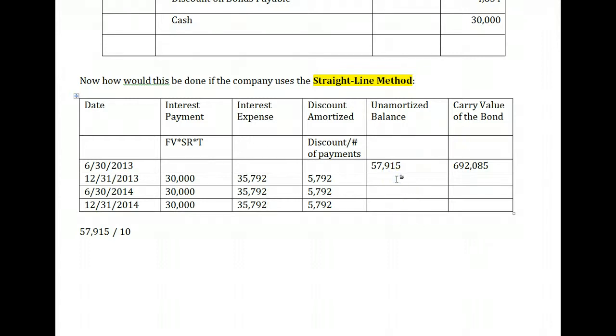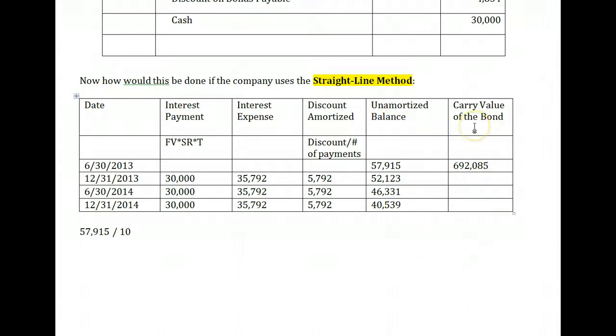Well, how do we get the unamortized balance? We take the 57,915 and we subtract each time 5,792. So that gives us 52,123. And then again, you subtract from that the 5,792. That's going to give you 46,331. And then again from that you subtract the 5,792. That's going to give us 40,539. The discount, this unamortized balance, always works its way to zero no matter what.